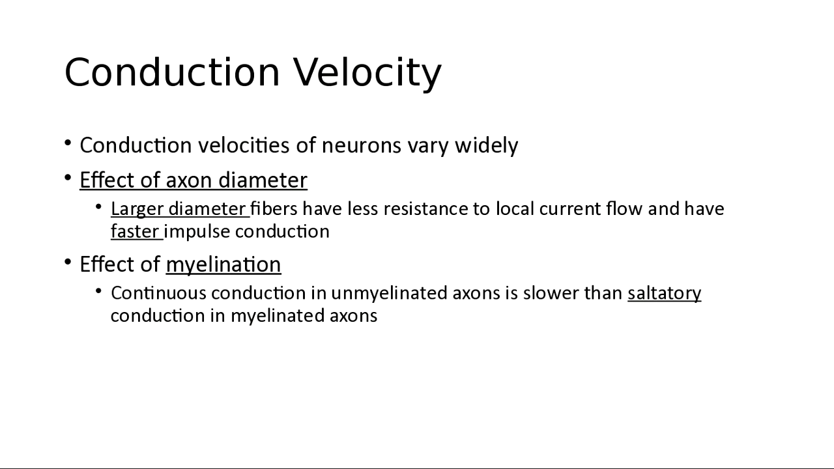Okay, this is Chapter 11, Part B. We're going to continue right where we left off on Chapter 11, Part A, talking about the velocity of conduction of neurons. The axon diameter has a big effect. Large axon diameters cause a fast impulse. And myelination, the more myelinated it is, the faster the impulse. And this is because of saltatory conduction, which we'll look at in just a minute.